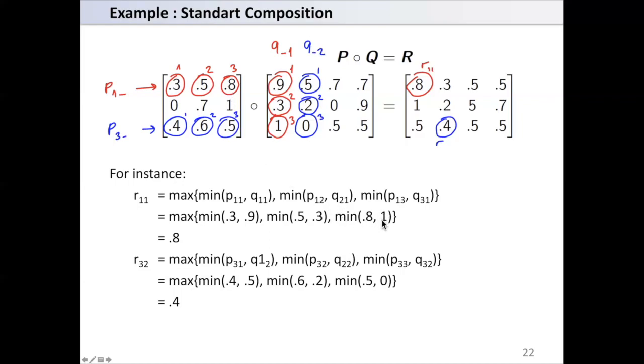0.8 and 1. If we consider all this, the minimum is 0.3, this is 0.3, and this one is 0.8. We are taking the maximum, which is 0.8. Because of that, R11 is 0.8. Or let's try to find what is R32.